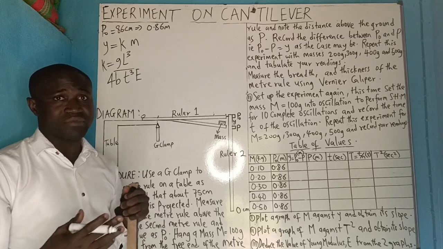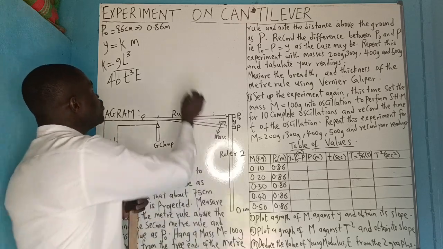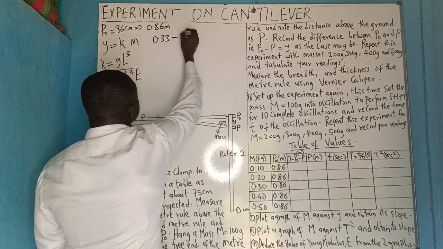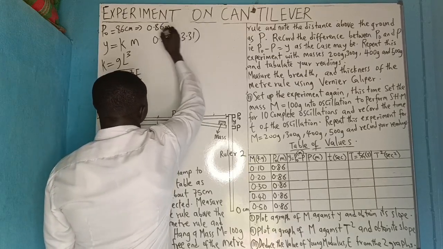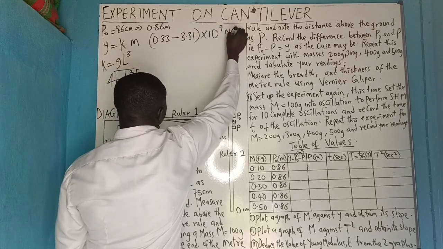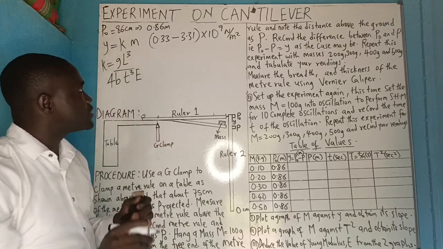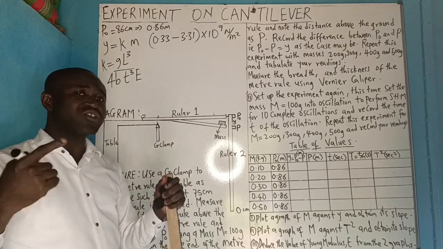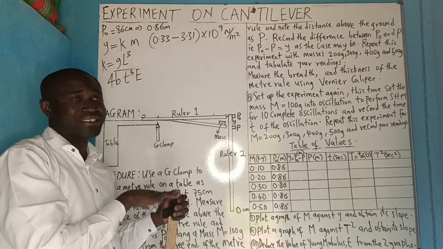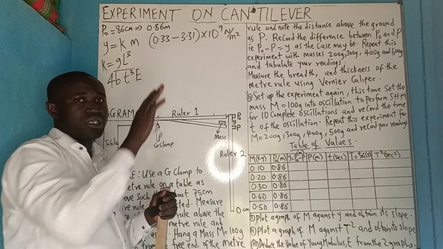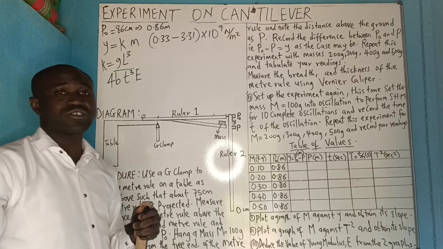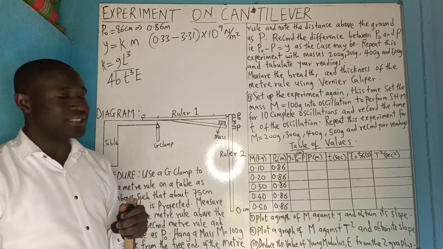So, for most meter rules we have experimented on, the Young modulus falls between 0.33 to 3.31 times 10 raised to the power of 9 Newton per meter squared. That is what the range is, depending on how stiff. That means anyone about 0.3 is more flexible, anyone about 3 point something is more of what? Stiff. Are you getting it? The higher the Young modulus, the more stiff the meter rule is.